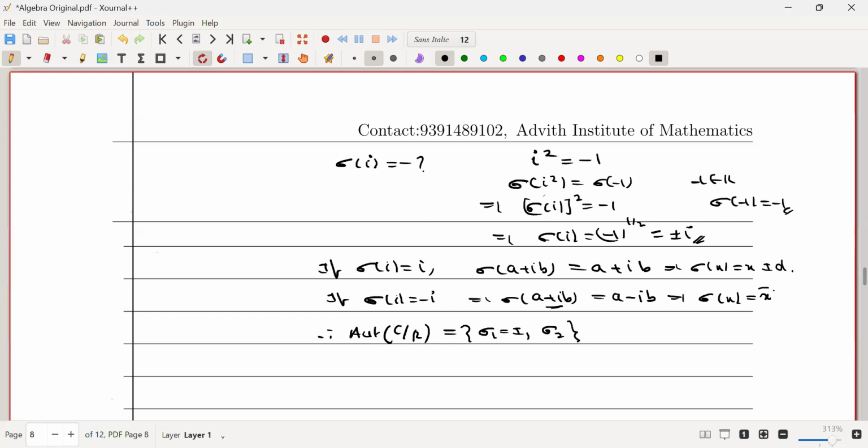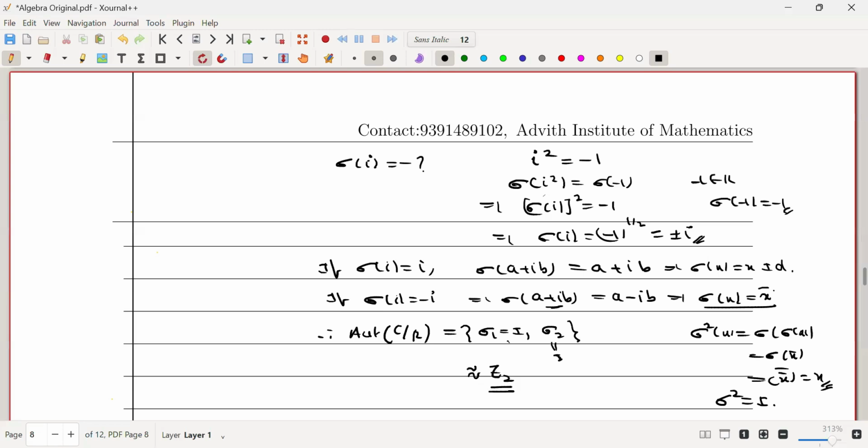Here, square this, sigma square of X. If sigma of X is equal to X bar, what does sigma square of X become? Sigma of sigma of X, which is sigma of X bar, which is X bar bar, which is equal to X. So that means sigma square is equal to the identity. So the order of this one is equal to 2, and this is the identity, so its order is equal to 1. So which is isomorphic to Z2?